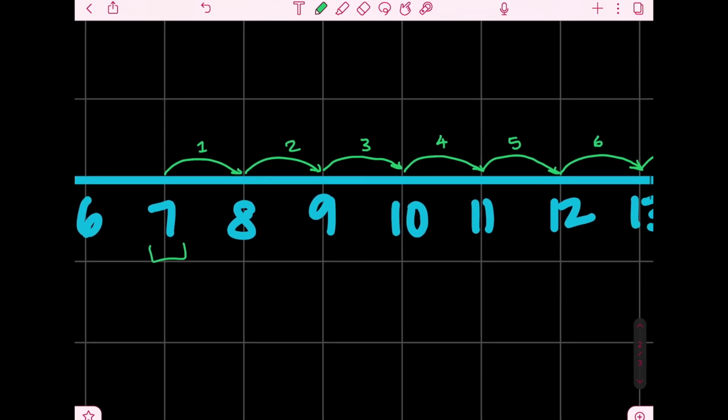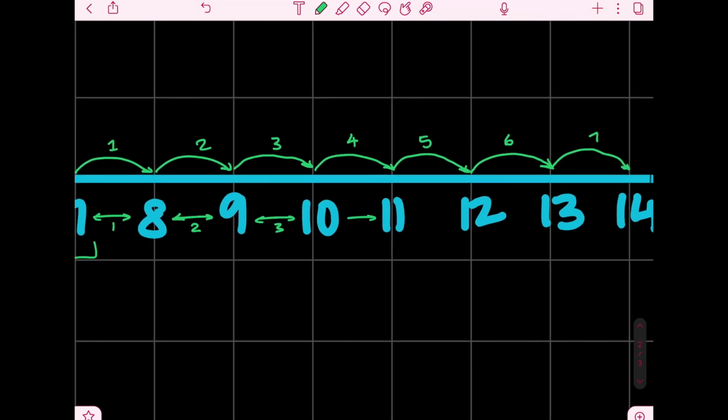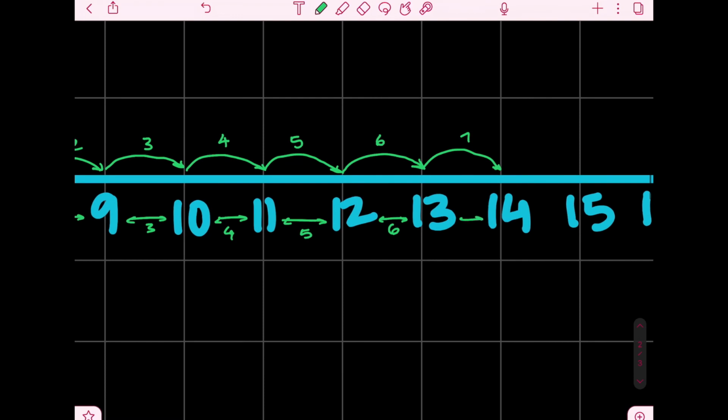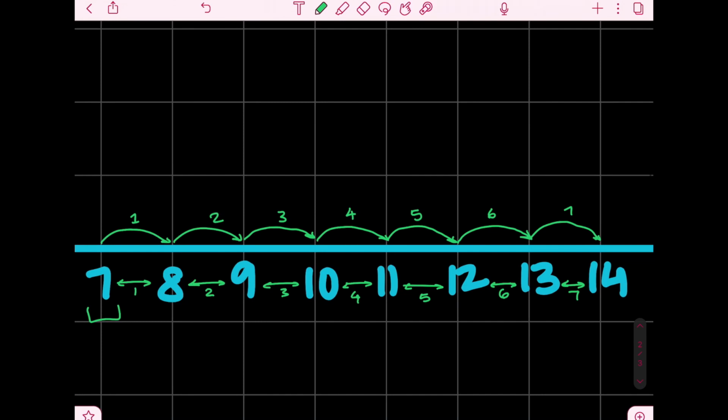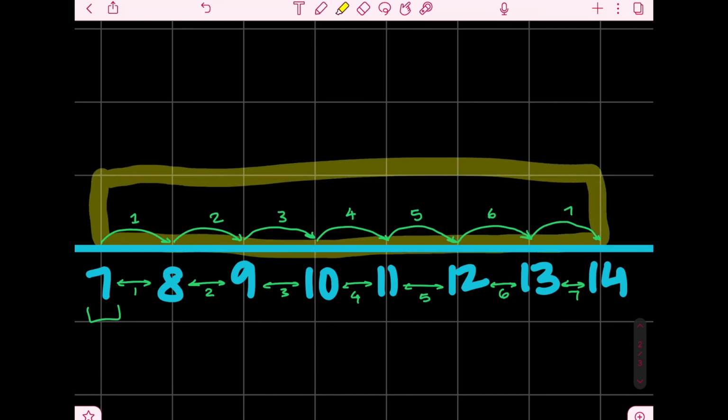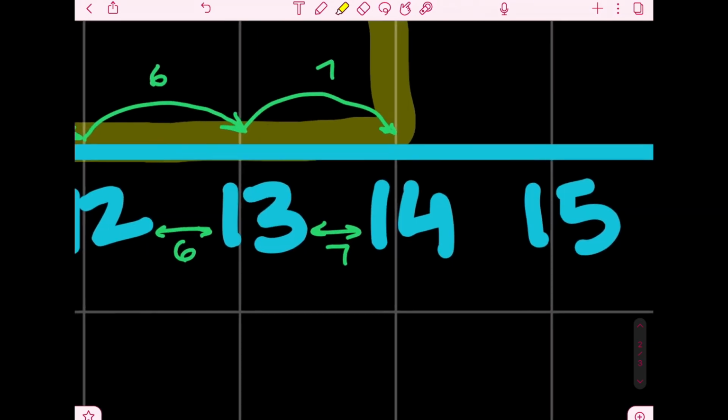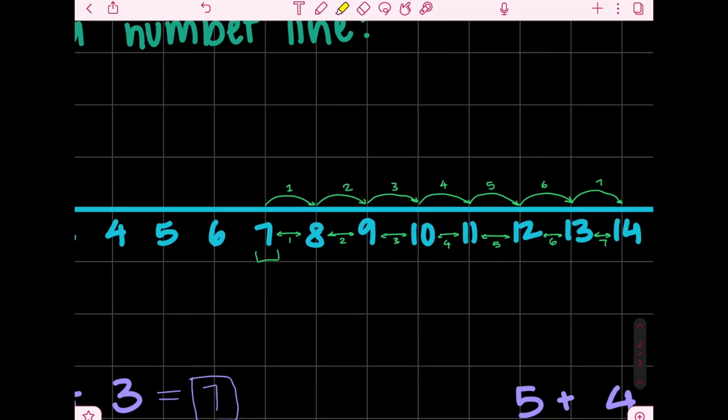Really quickly, just to go over it in terms of the spaces, here's our first space, our second space, third space, fourth space, fifth space, sixth space, and finally our seventh space. So you can do it in terms of the boxes, like I did up here. So these are the 7 boxes that we covered in order to get to our final answer, or you can do in terms of the spaces between each number, 1, 2, 3, 4, 5, 6, and 7.